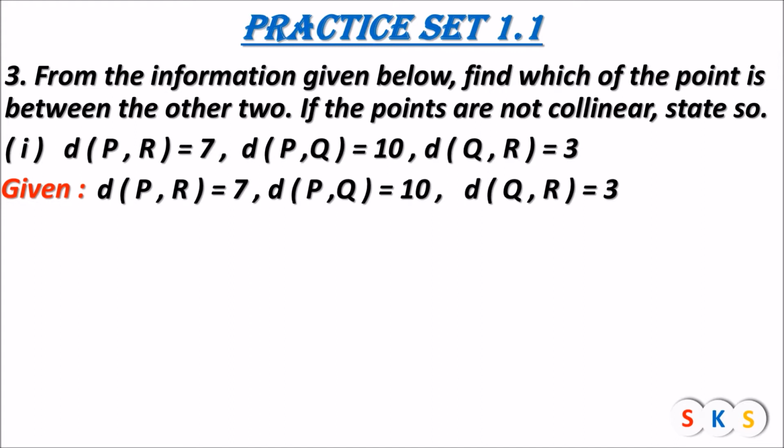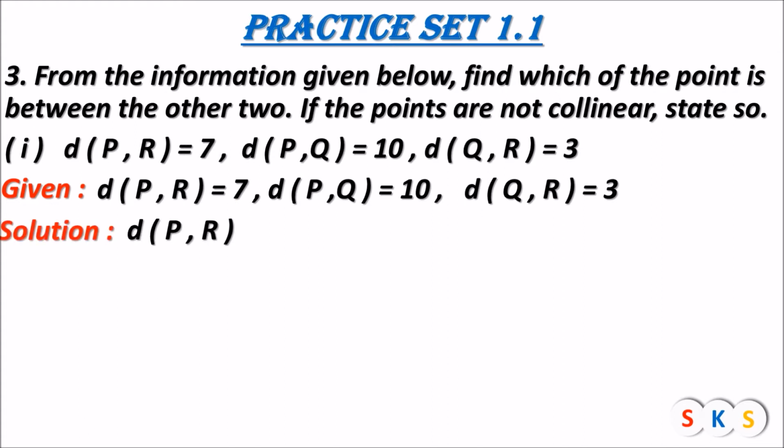So what we need to do over here, we'll take the help of these 3 distances. Among these 3 distances, 7 and 3 are the smaller distances. So what we will do here, we will find the sum of the 2 smaller distances and compare it with the remaining distance, that is 10. So let's see.